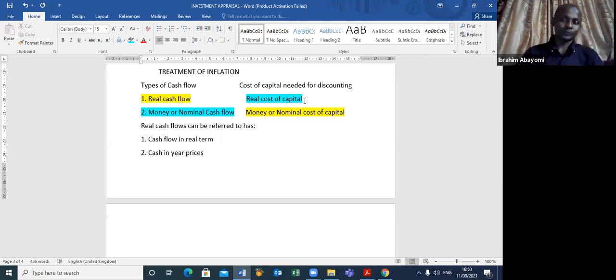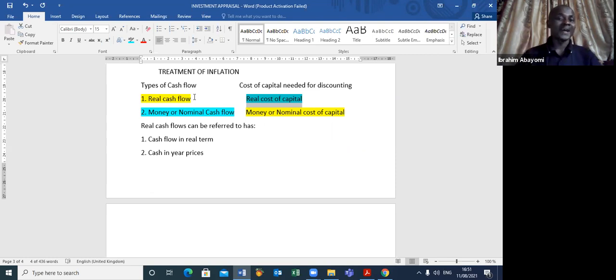So where you have a question and you see that the question has only given you the general inflation rate, you either use the general inflation rate to convert your cash flow from real to nominal, or you use it to convert your cost of capital from nominal to real. Do you understand this now? If you want to convert the cash flow, just grow the cash flow over the number of years using the general inflation rate. That is simple. That's how to convert.